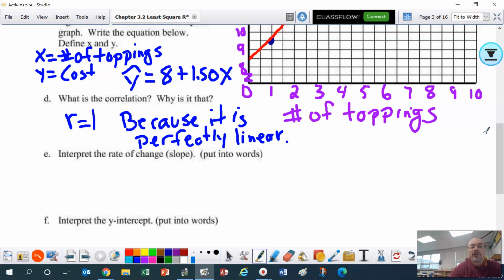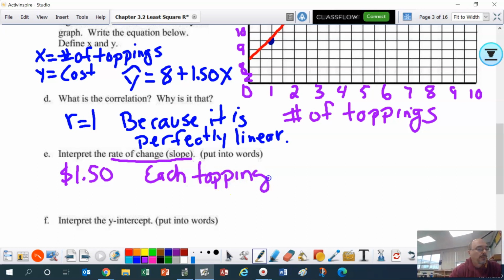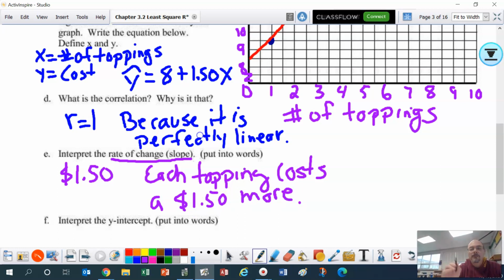So interpret the rate of change. Well, the rate of change is our slope, so that's the $1.50, right? All right, so we're just going to say, and you should write a sentence, each topping costs $1.50 more. All right, that's easy enough, right?